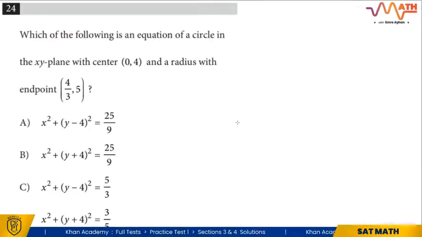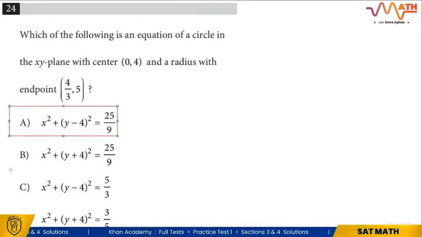Question 24. Which of the following is an equation of a circle in the xy plane with center (0, 4) and a radius with endpoint? In the options given, it's easy to identify which one has the center (0, 4). Because of the formulas of a circle, we know that if this is -4, that means the y value is 4, and here is 0, nothing in addition or subtraction, so it is 0. So it can be A or C here.